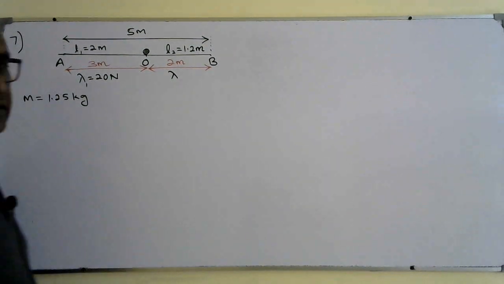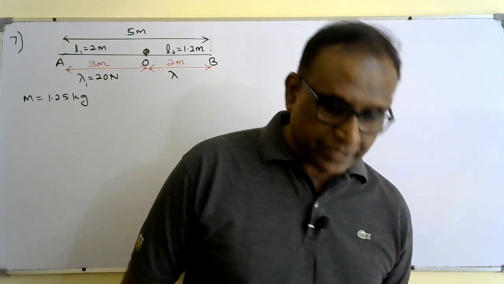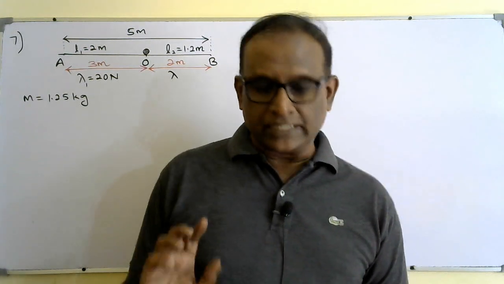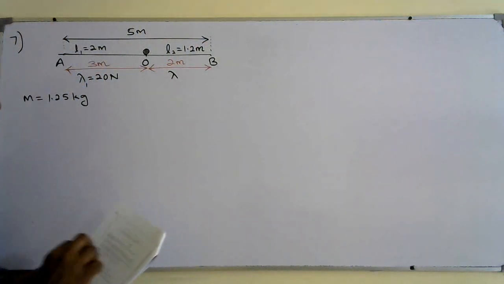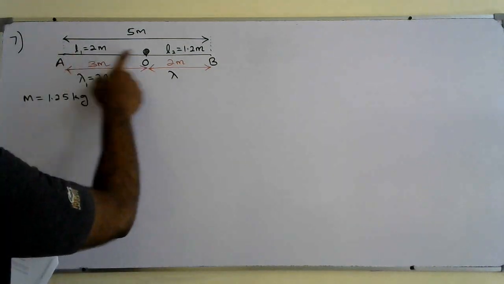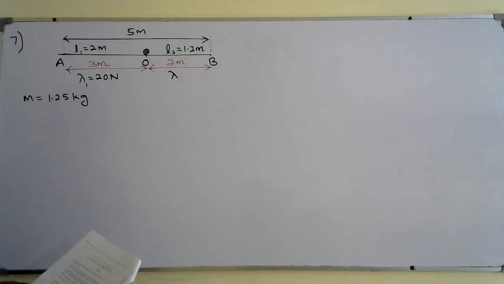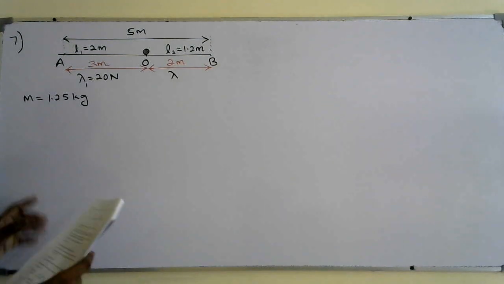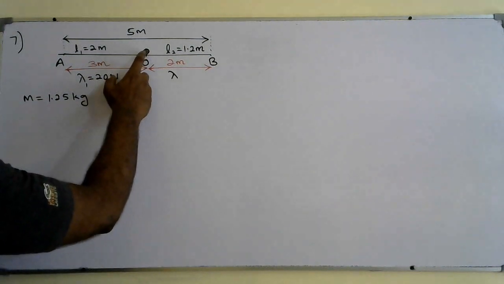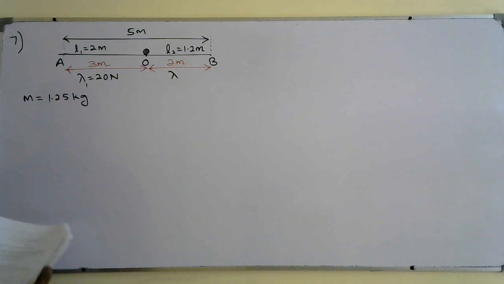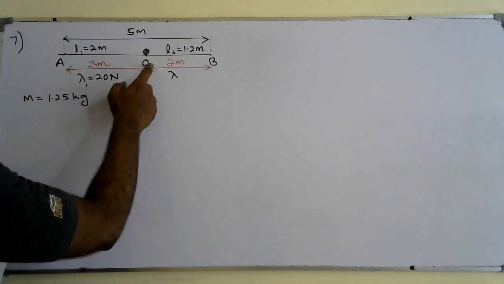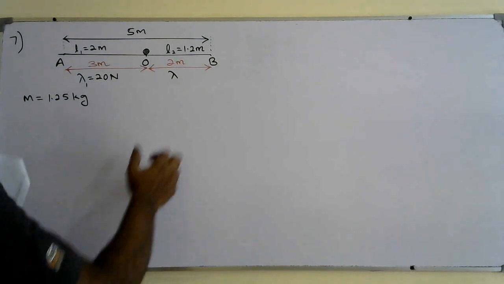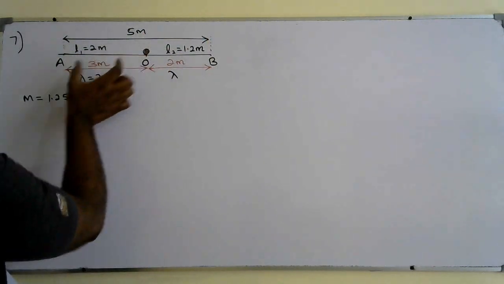Okay, so question number 7, the last question based on simple harmonic motion. This diagram is given, but I added other data also, what's given in the sentence. They are saying the particle is oscillating between A and B, the 2 points, and when it is at this position, it's at rest. And they are giving AO 3 meters, OB 2 meters, because the total length is 5, so 5 minus 3 is 2 meters.